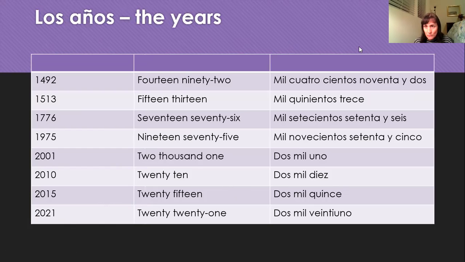Okay, so here's some examples of the year. Instead of breaking it down into two parts, 14 92, it's going to be 1,492, which is mil cuatrocientos noventa y dos. Mil means 1,000. Cuatrocientos means 400. Noventa is 90, and dos means 2. So 1513 would be mil quinientos trece. Quinientos is 500, trece is 13.